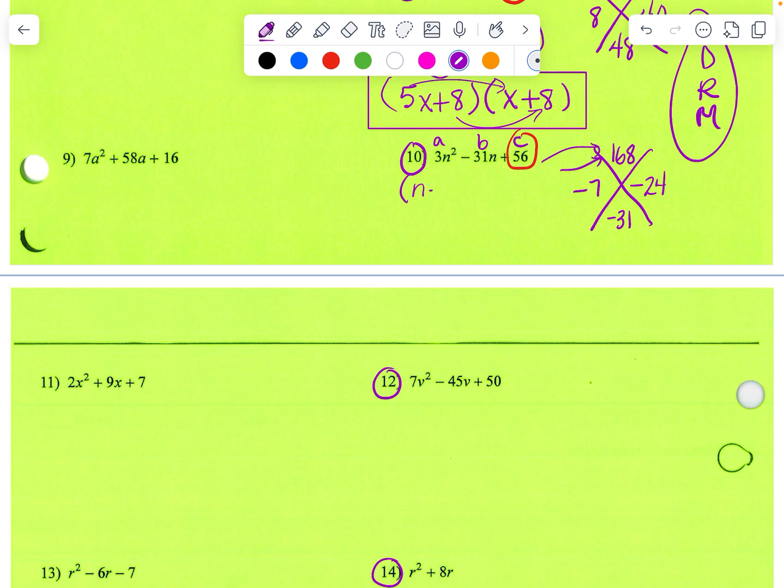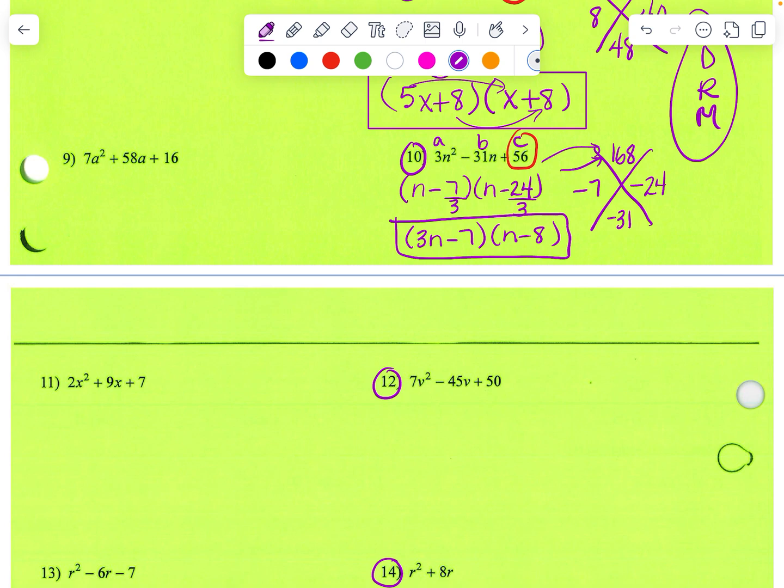All right, so for now we're going to put n minus 7 and n minus 24. This does begin with a 3, not an invisible 1, so we're going to divide by 3. This first parenthesis, we're going to move the 3 to the front because 7 cannot be divided by 3. So we get 3n minus 7. The second parenthesis, we get n minus 8 because 24 can be divided by 3.